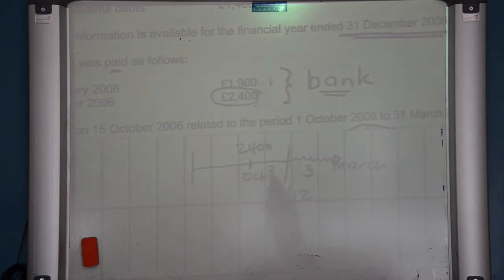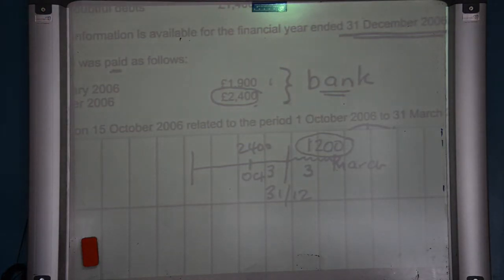How much of this is a prepayment? How much of that $2,400 relates to next year? I can look at this and say that half of it relates to next year. So you've just found out your BAL CD. Your BAL CD is £1,200. That's the amount of the prepayment. That's the amount that relates to next year. That's the amount that I need to take out of my T account because it's a prepayment.